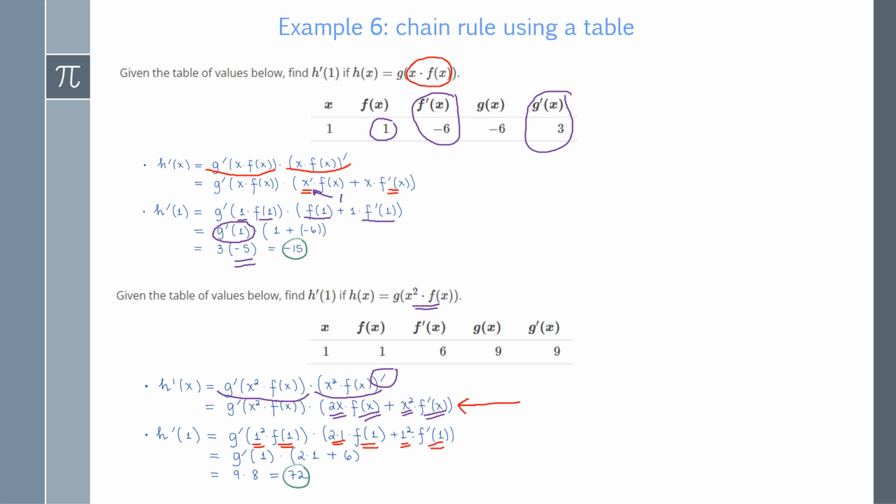Okay, so g prime of 1, where is that? That would be this value right here, so that's 9. Okay, and f prime of 1, that is 6. Okay, 2 times 1 plus 6, that's 8. So that's where this comes from, and 9 times 8, the final answer is 72. Okay, so here are the two examples that you will encounter on your homework with maybe slightly different variations for numbers, but this is how you would approach these type of problems.